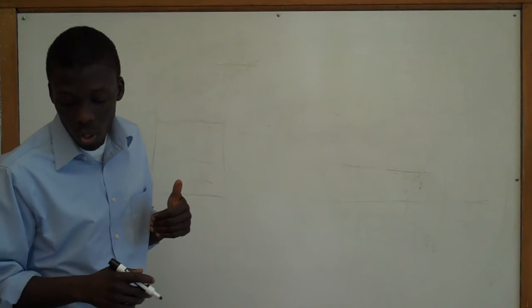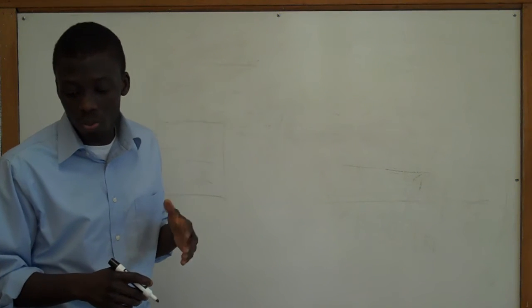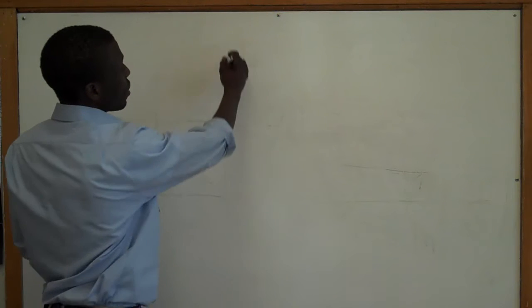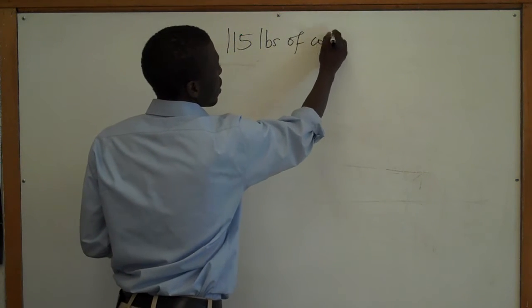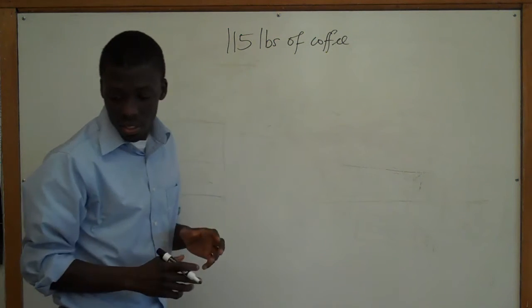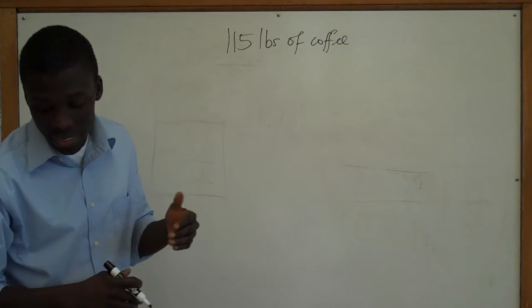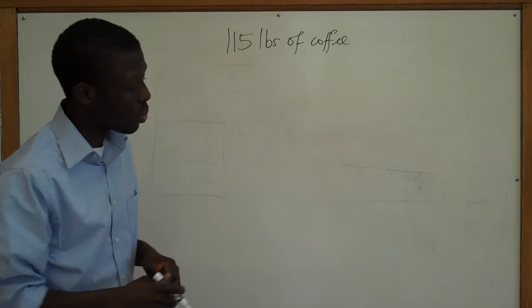Now we're looking at another word problem. It says on Sunday a coffee shop sold 115 pounds of coffee. So they sold 115 pounds of coffee. Now this is number 23. It says that the amount of regular coffee sold was 5 pounds.